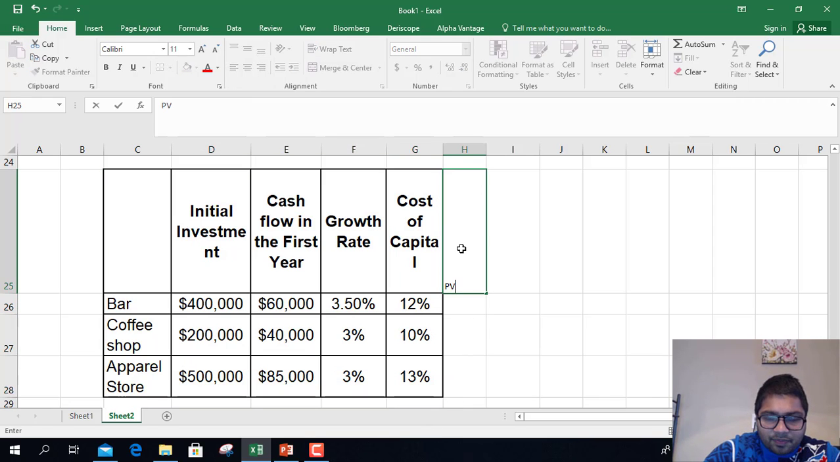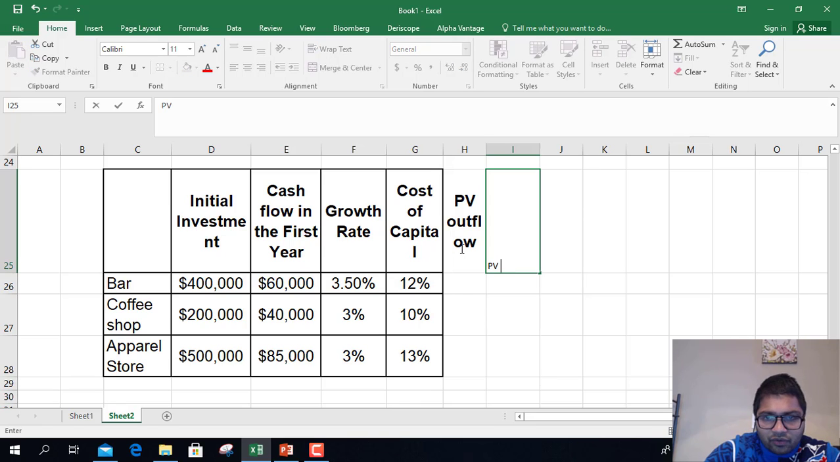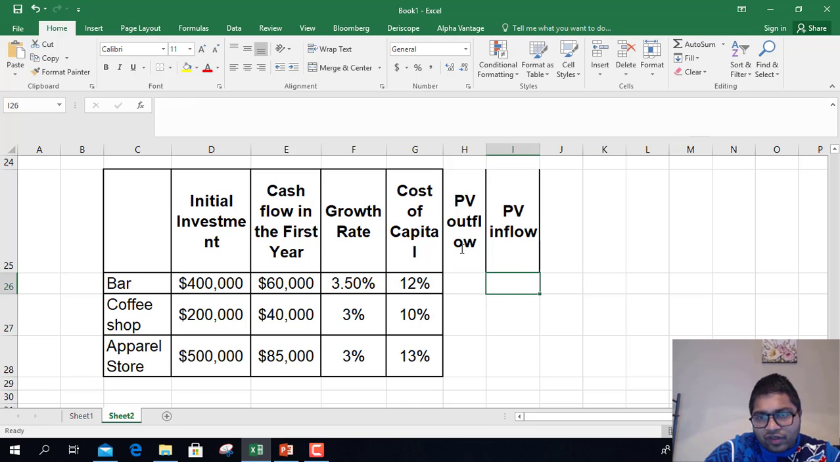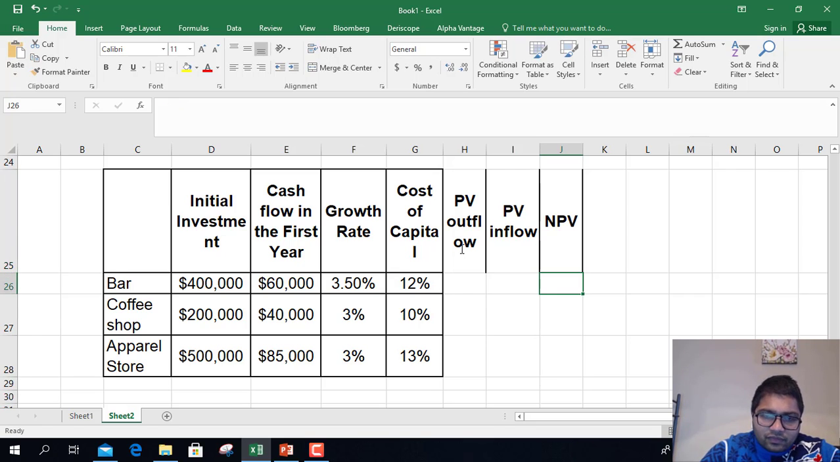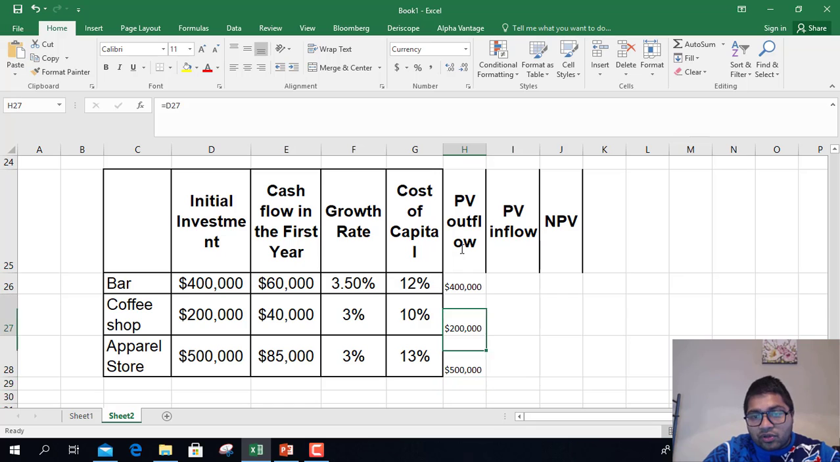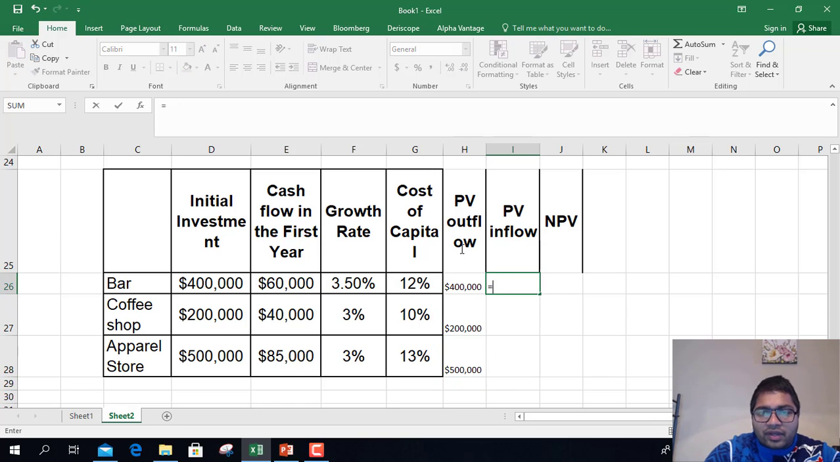So once again, you have to find out the present value of outflow and the present value of inflow, and then NPV. What is the present value of outflow? Outflow is investment and it is happening right away. So 400,000, 200,000 and 500,000 are the present values of outflow. What is the present value of inflow? How to calculate that? Cash flow in the first year.